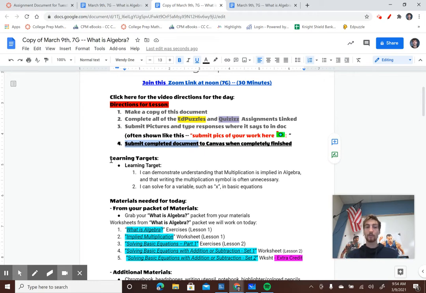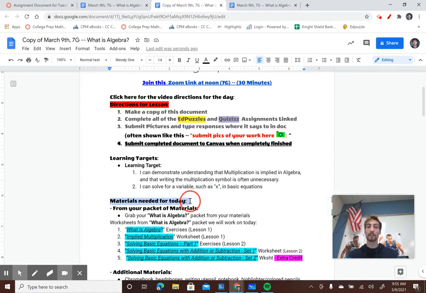The learning targets for today are that we can demonstrate understanding that multiplication is implied in algebra, and then we can also solve for variables such as x. So if you've ever seen x in an algebra problem or maybe another letter like M or W, then we're going to figure out what that means today.